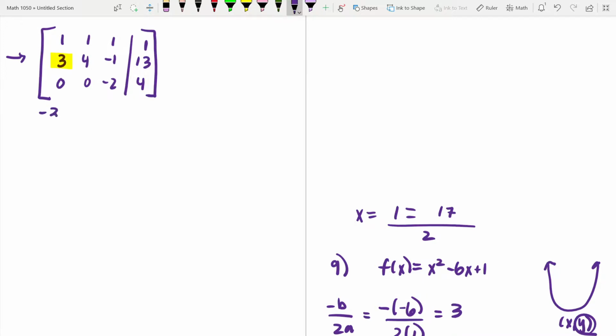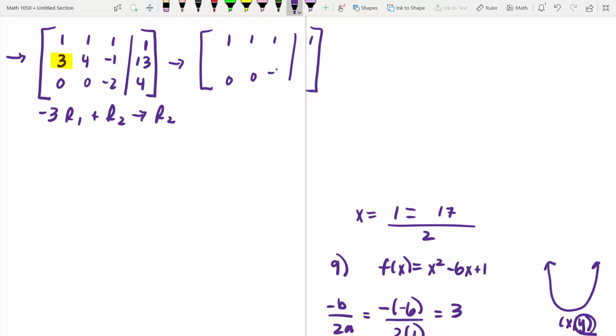Okay, so I'm going to go negative 3 times row 1, added to row 2, becomes my new row 2. So row 1 doesn't change. Row 3 doesn't change. Distribute a negative 3 and you get negative 3, negative 3, negative 3, negative 3. Write row 2 underneath it. Add them together and you get 0, 1, negative 4, and 10.